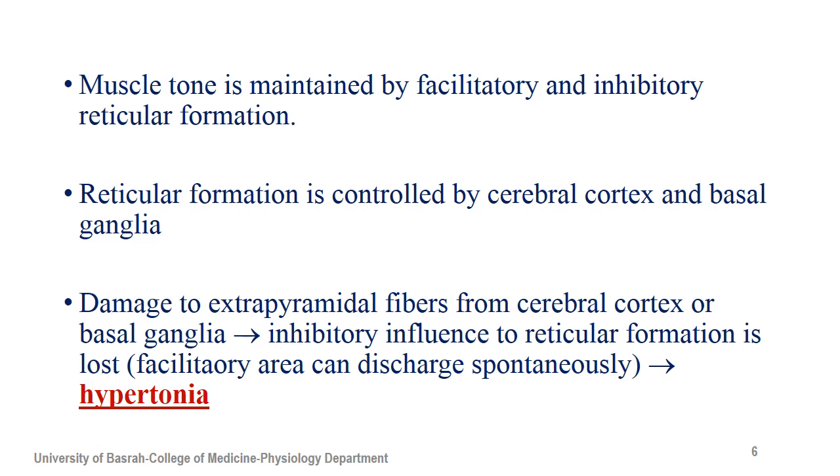بالmuscle tone. فهاي تصير يصير عندنا damage to the fibers from the extrapyramidal fibers from the cerebral cortex and basal ganglia. وهذه مهمة لعمل واحدة من الفاكتورز المهمة اللي maintaining the muscle tone which is the inhibitory factor. فإذا صار بها impairment راح تشتغل فقط الفاسيلتاتوري فايبر وبالتالي يصير عندنا زيادة بالمسل تون نسميها hypertonia.